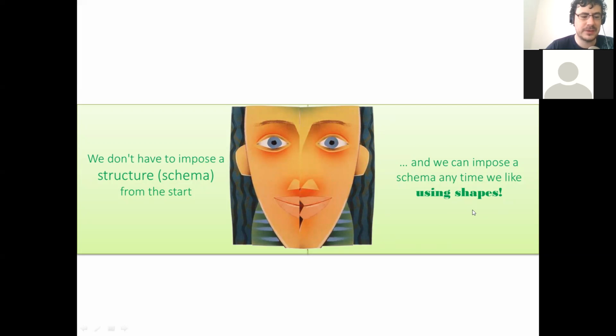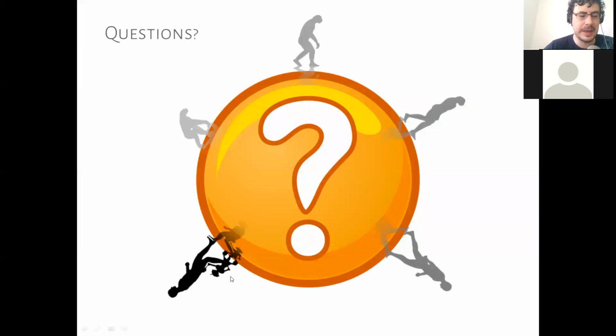With shapes, we can define what kinds of properties we want, how many properties we want for different types of nodes describing different types of entities. So we can later come back and impose a structure on the data using shapes. So we have this sort of best of both worlds with this optional schema.